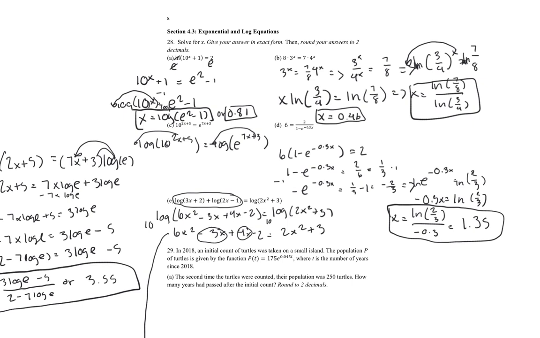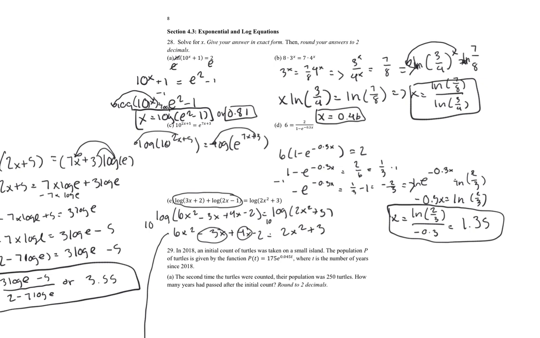All right, so for problem 29, it says an initial count of turtles was taken on a small island. The population P is given by the function P of t is equal to 175 times e to the 0.045t, where t is the number of years since 2018. The second time the turtles were counted, their population was 250 turtles. How many years had passed after the initial count?